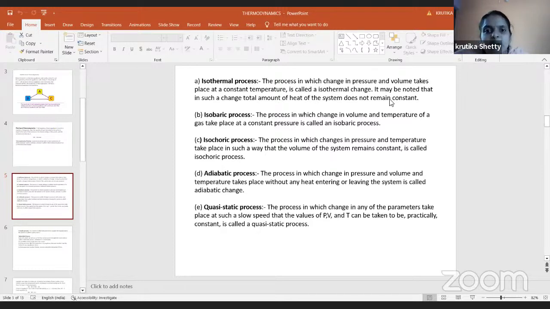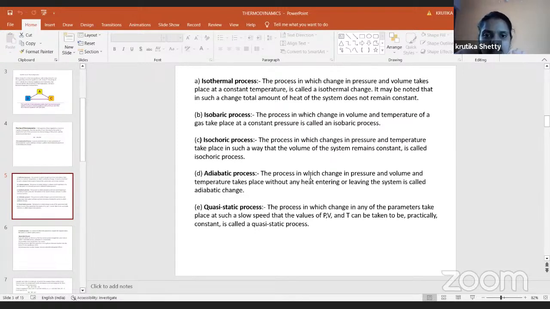It may be noted that in such a change, the total amount of heat of the system does not remain constant. So in the case of an isothermal process, what remains constant? Temperature remains constant, but the total amount of heat does not. What is an isobaric process? It is a change in volume and temperature at constant pressure. So in an isothermal process, temperature is constant, and in an isobaric process, pressure is constant.